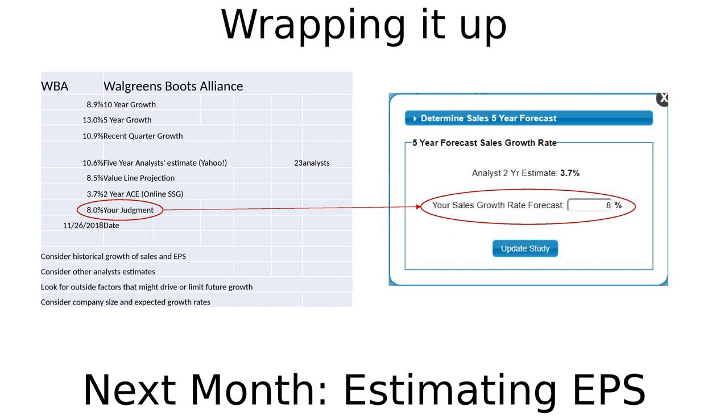So now it's time to make your judgment. And so, right or wrong, you make a judgment. You can be aggressive, you can be conservative. It's your money. So in this case, I said 8%. It's a little bit lower than Value Line, a little bit lower than the recent quarter and 5-year. So it is a conservative estimate. So I put that number into the sales growth, and I click update study. And that's what it would give me.